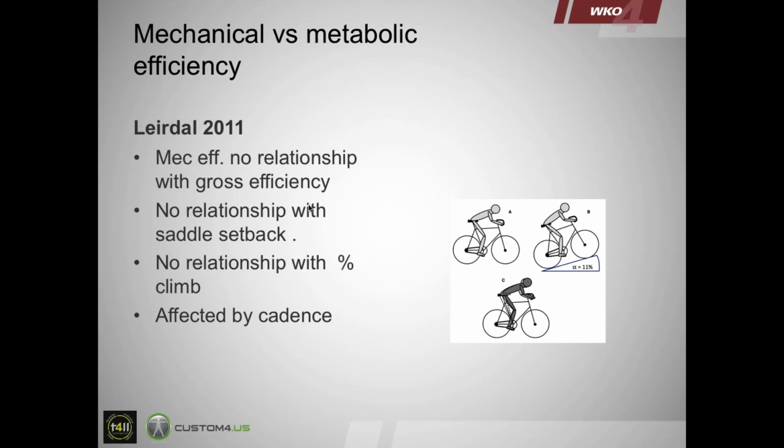Another study, by Leirdal, explained that there is no relationship between mechanical efficiency and gross efficiency, and no relationship with the saddle setback. There was no difference between putting the saddle at the front or at the back, and no relationship with the percentage of the climb. The only factor that affected the metabolic efficiency was the cadence. It's important to tell your cyclist to self-select cadence. When we tell them to use a different cadence, normally the metabolic efficiency worsens.